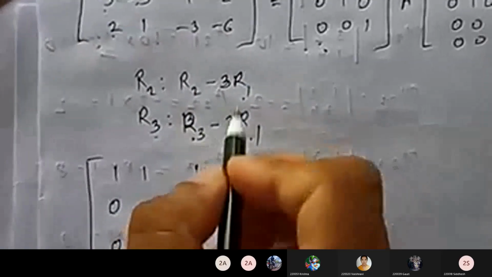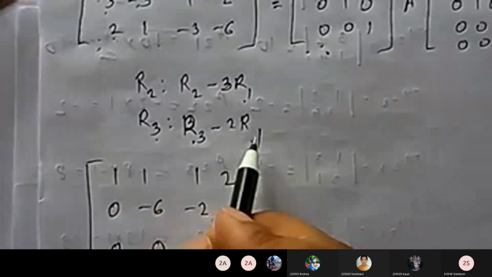Just check now what we are going to do. We are going to apply those operations over there, nothing else. After that, check here: R3 minus 2 times R1. R3 is my 2, so 2 minus 2, which is 0. Here, 1 minus 2 times 1, 0.